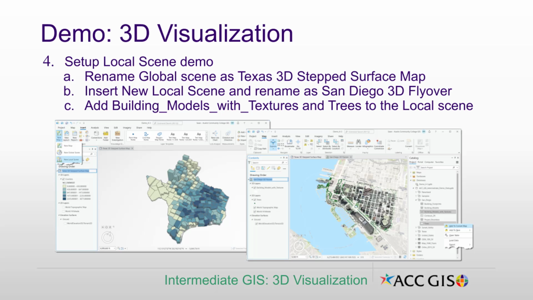In step 4, we'll transition our demonstration from making a 3D stepped surface global scene to making a 3D photorealistic local scene. We'll begin by renaming the global scene as Texas 3D stepped surface map, and then insert a new local scene and rename it as San Diego 3D flyover. Last, we'll add the building models with textures multi-patch feature class and the trees point feature class to the local scene.